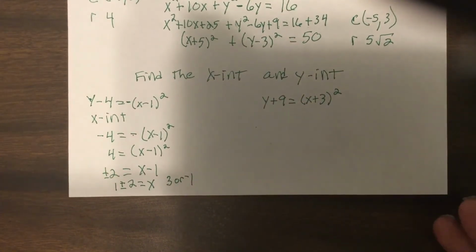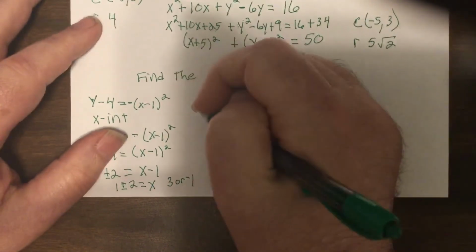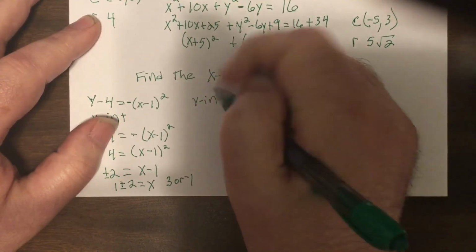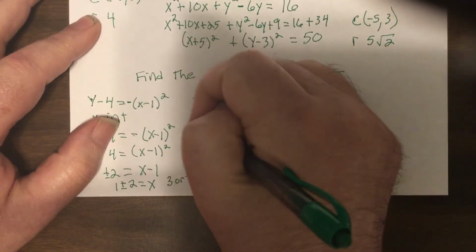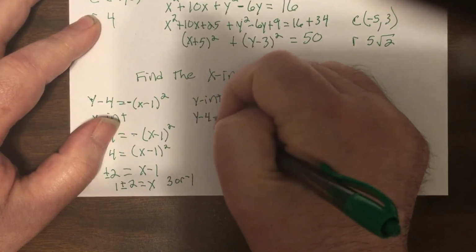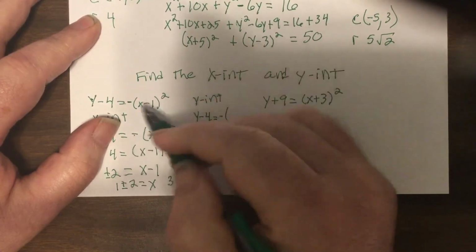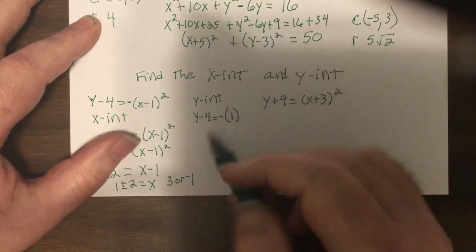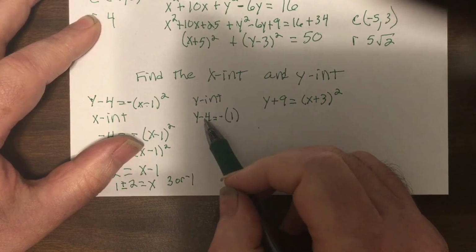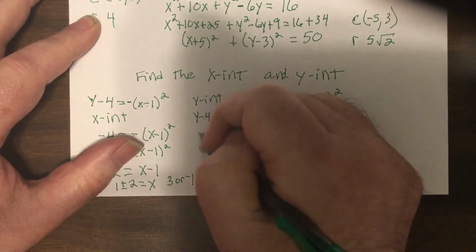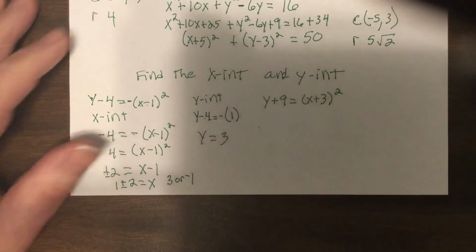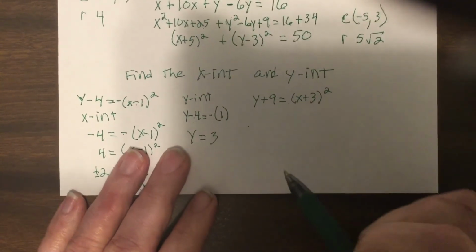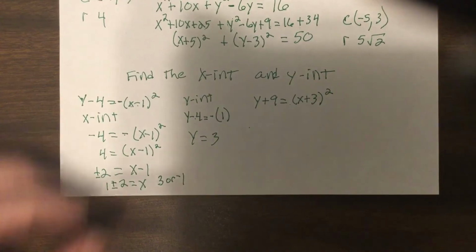Now the y-intercept, you put 0 in for x. So you put 0 in here, so you'd have y minus 4 equals negative 0 minus 1 is -1, squared is 1. Then we add 4 to both sides, so y-intercept is 3. So do this one yourself and then turn me back on.